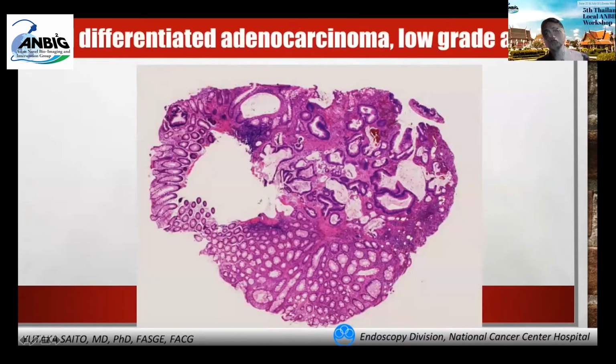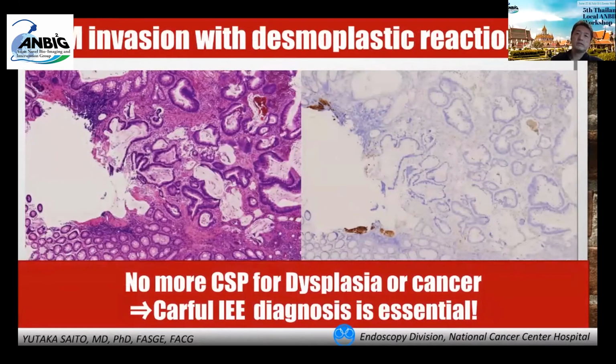But unfortunately, the doctor didn't perform any chromoendoscopy and performed cold snare polypectomy for this lesion, and the histology was well-differentiated adenocarcinoma. Using desmin stain, a desmoplastic reaction was observed around the tumor, and desmin staining showed no muscularis mucosa, so the desmoplastic reaction was diagnosed as caused by cancer invasion. So no more cold snare polypectomy for cancer, and image-enhanced endoscopy with chromoendoscopy is really important. So keep this lesion in mind, please.